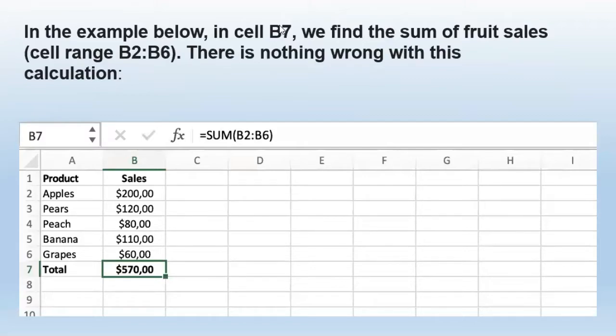Now, if you see the circular reference example below in cell B7, this is the spreadsheet as you all know in MS Excel, and this is column B, and this is row 7. So the cell is B7, and this green color cell shows that this is the active cell. We find the sum of the fruit sale range B2 to B6.